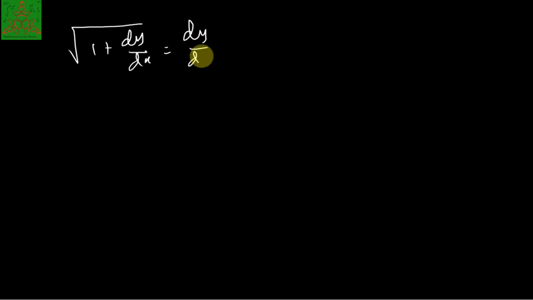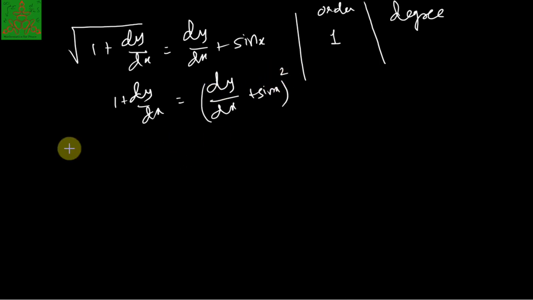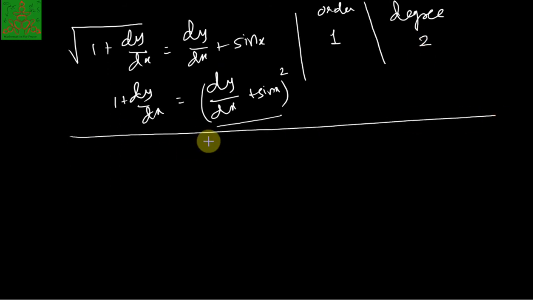Let's go for the next example. Let us write it in this manner: 1 plus dy by dx is equal to dy by dx plus sine x. If you want to calculate the order for this, it involves the first order derivative, so order is 1. The degree we need to calculate, because by the definition of degree, your equation must be free from roots, or radicals. So first of all you have to square this equation. So you can write this as 1 plus dy by dx is equal to dy by dx plus sine x whole square. When you expand this by binomial expansion, the power of dy by dx will be 2. So the degree will be 2. That is the order and the degree for this differential equation.